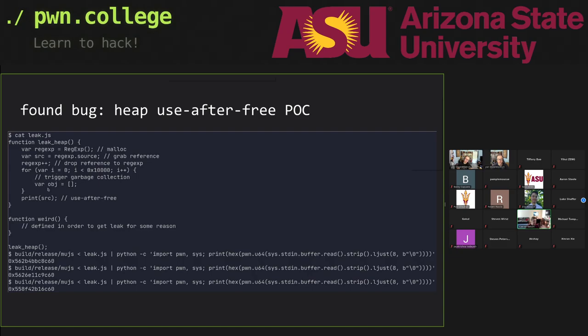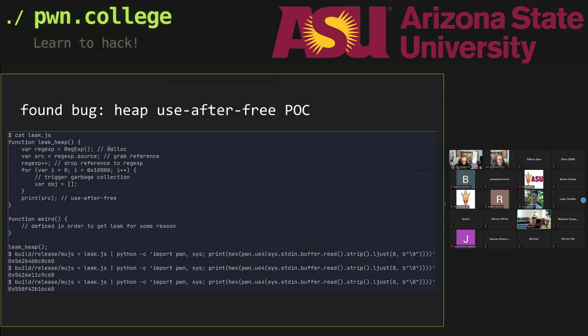You can see here, we define this leak heap function. We define a regex, which is going to malloc space for this regex object. Then we grab the source of that regex object, basically just a reference to it. JavaScript is insane. So I guess you can increment a regex object, which ultimately dropped the reference to that regex object. So now we're sitting here with a reference to source, and then this garbage collected language, I guess we'll see here in a second. We trigger garbage collection by just creating a bunch of objects and freeing them. As this triggers the garbage collection, it turns out that when it goes to garbage collect this regex object, it also garbage collected the source part of that. Which is no good because we still have a reference to that source thing. So now we have a use after free.